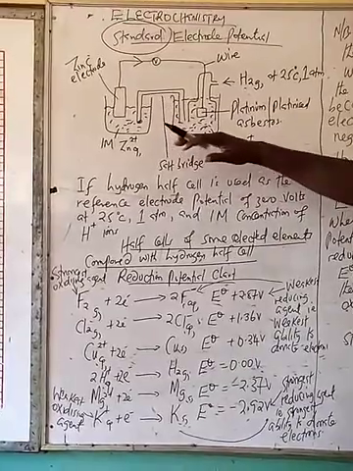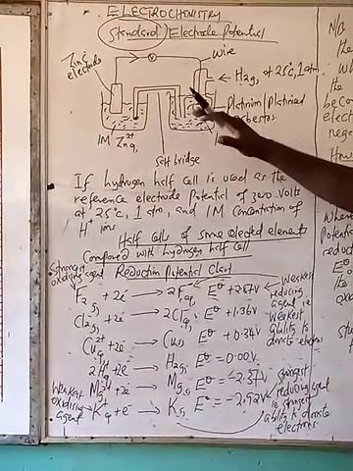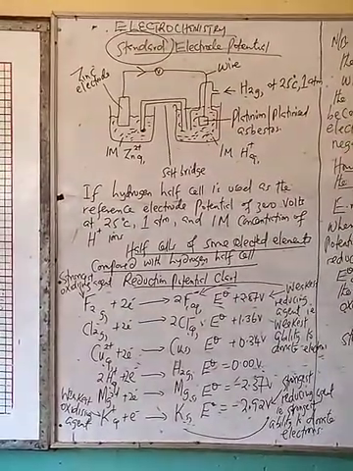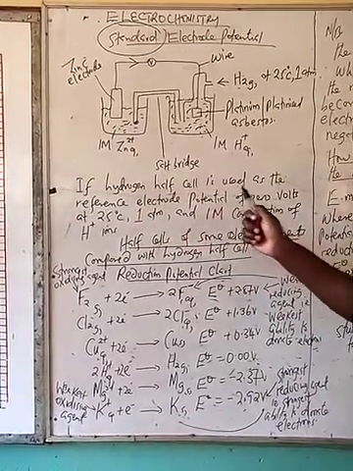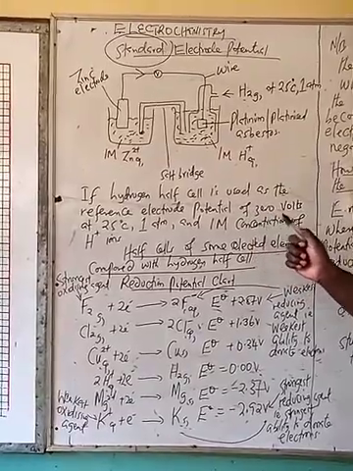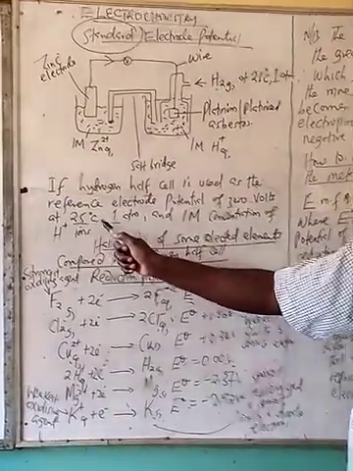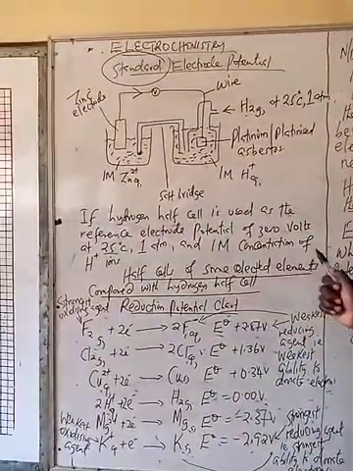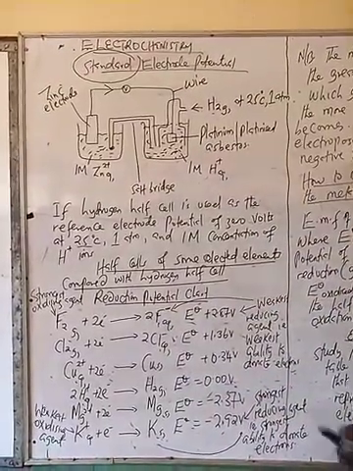So this one, the one which is drawn, is called the standard electrode potential of zinc vis-a-vis the one for hydrogen. So if the hydrogen half cell is used as the reference electrode and assigned 0 volts at standard temperature, which is 25 degrees Celsius, and standard pressure, 1 atmosphere, and 1 molar concentration of zinc ion, this is what we call standard electrode potential.